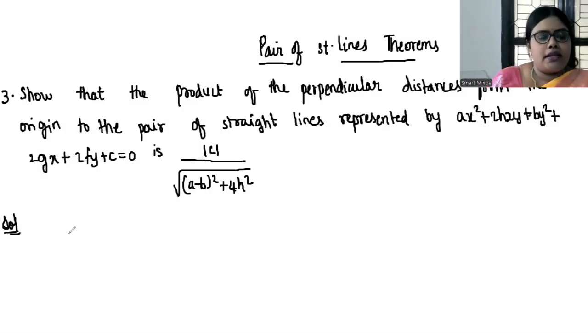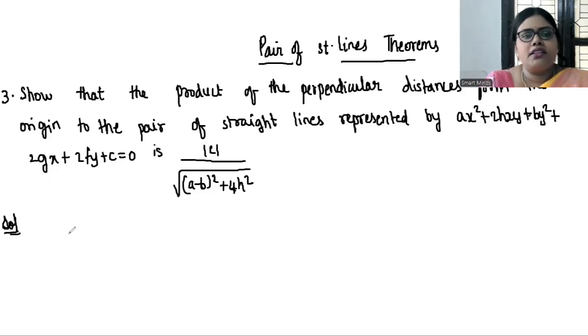Now let's take the next theorem. Show that the product of the perpendicular distances from the origin to the pair of straight lines represented by ax square plus 2hxy plus by square plus 2gx plus 2fy plus c is equal to 0 is mod c by root over (a minus b) whole square plus 4h square.